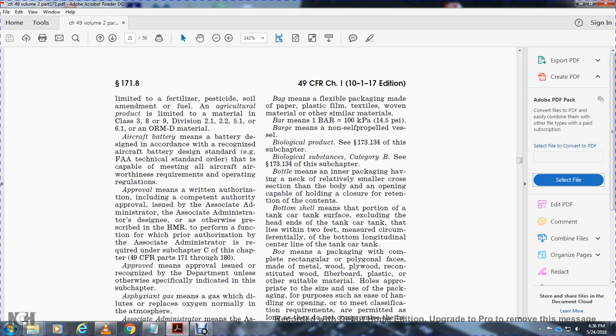Biological product, see 173.134 of this subchapter. Biological substance, Category B, see 173.134 of this subchapter. Bottle means any of the inner packagings with a relatively narrow neck and a closure, with an opening capable of holding the closure for retention of the contents. Bottom shell means the portion of the tank car tank surface, excluding the head ends of the tank car tank, that lies within 2 feet measured circumferentially on either side of the bottom longitudinal center line of the tank car tank.